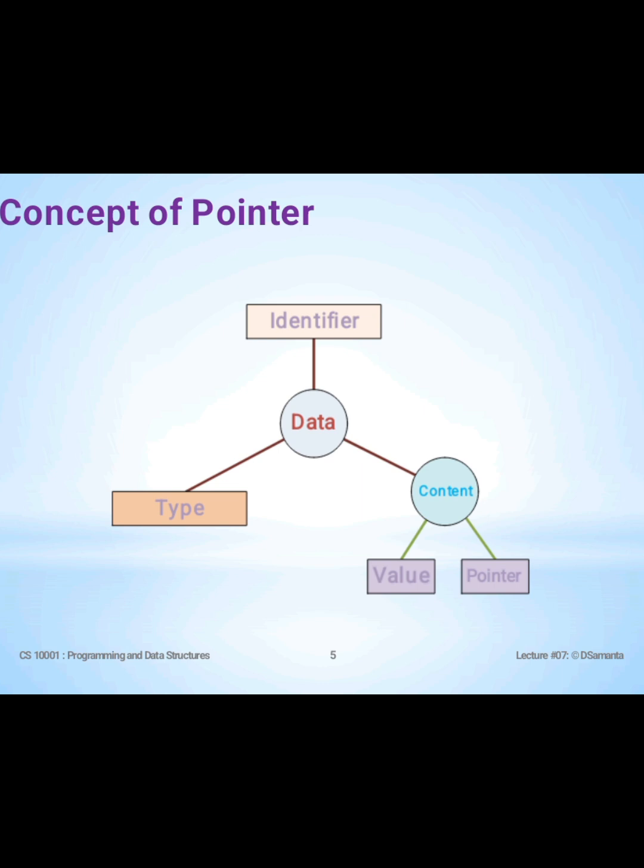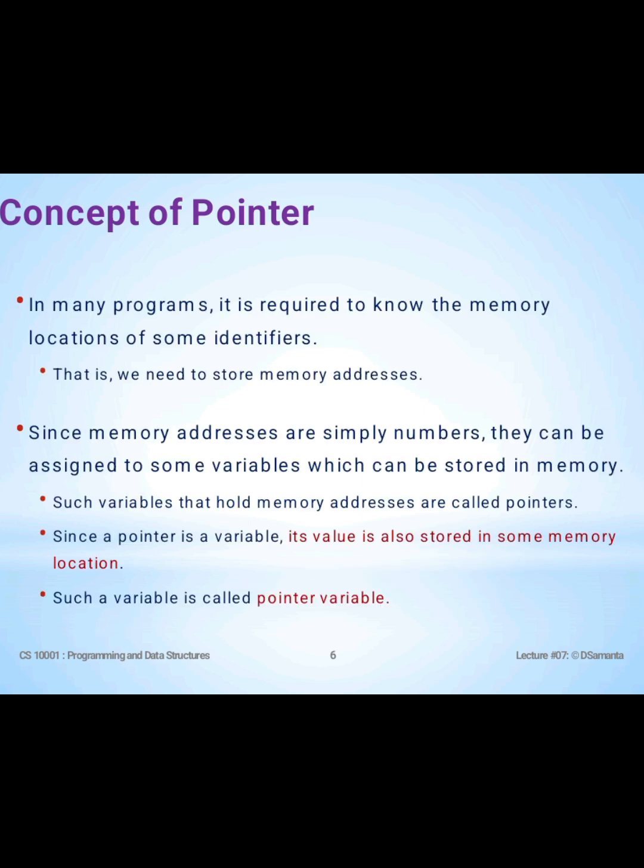In many programs, it is required to know the memory locations of some identifiers so that we need to store the memory address. Since memory addresses are simple numbers, they can be assigned to some variables which can be stored in memory. Such variables that hold memory addresses are called pointers. Since a pointer is a variable, its value is also stored in some memory location. Such a variable is called a pointer variable.